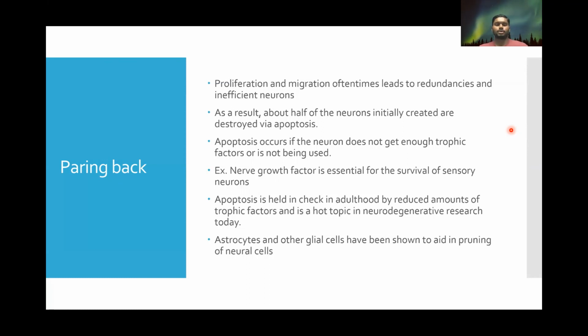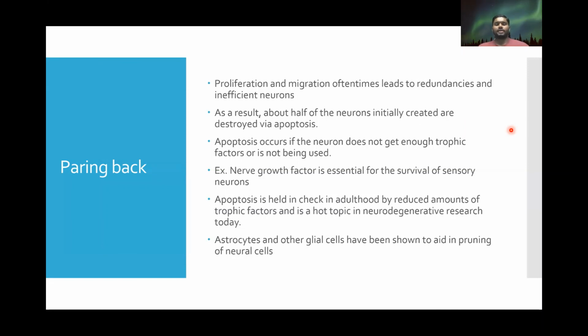Now, apoptosis will occur if the neuron, one, doesn't get enough trophic factors, or two, is just not being used. An example of a trophic factor, a specific one that's essential for the survival of sensory neurons, is nerve growth factor, right? So nerve growth factor has to be present for these sensory neurons to survive. And I've already talked previously about how if an axon or a neuron isn't being used, if there aren't any electrical signals going through for some time, then it will be apoptosed. This is a literal example of if you don't use it, you're going to lose it.